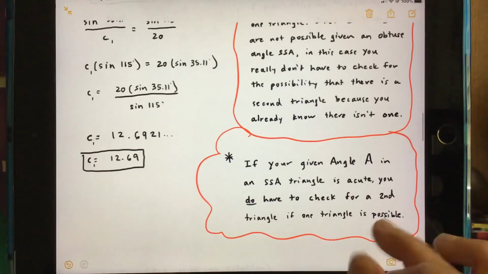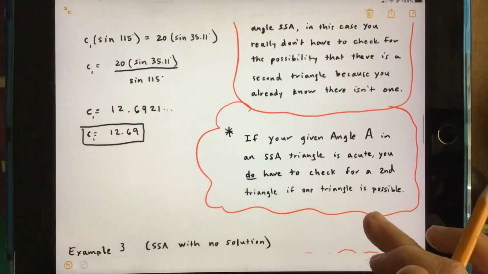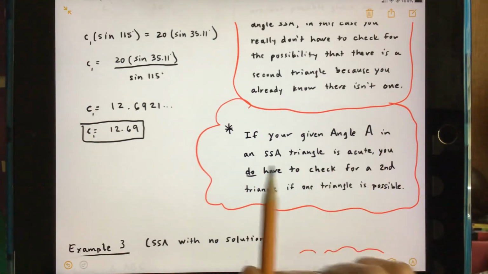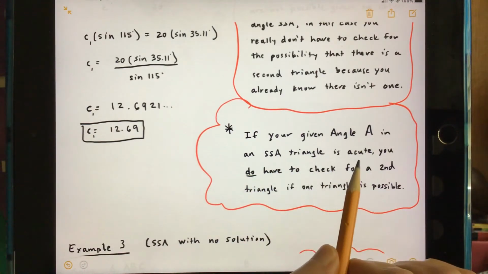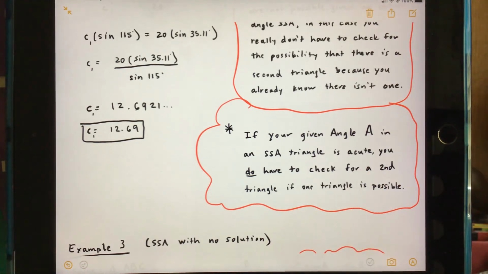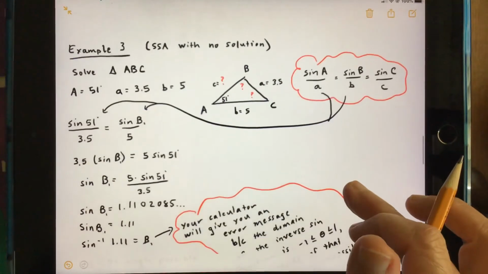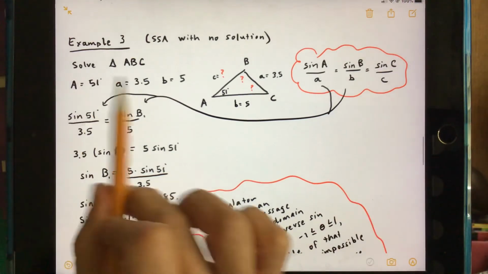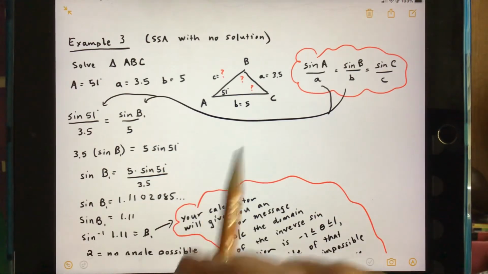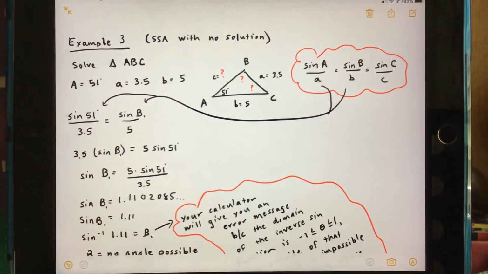But when we move into an example in a few minutes, if you're given angle A in your SSA triangle and it is acute, which it wasn't in this case, you do have to check for a second triangle if one triangle is possible. We'll practice that in example 4. All right, example 3, we're going to get no solution in this case. We're going to try to solve this triangle and it won't be possible. What I've drawn here actually can't be true.